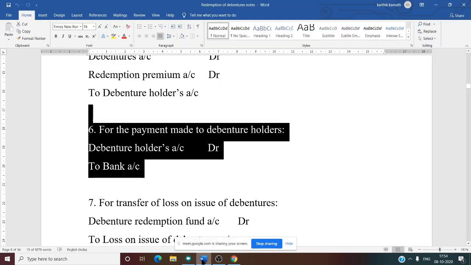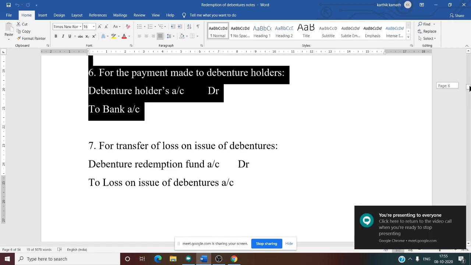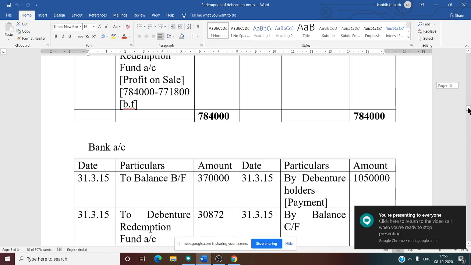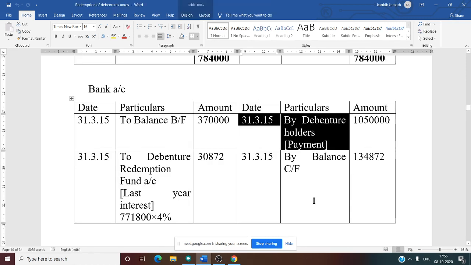Yes, sir. Sixth entry. See this, for payment made to debenture holder. So that entry we are going to write here now. By debenture holder, cash goes out, 10 lakh 50,000.